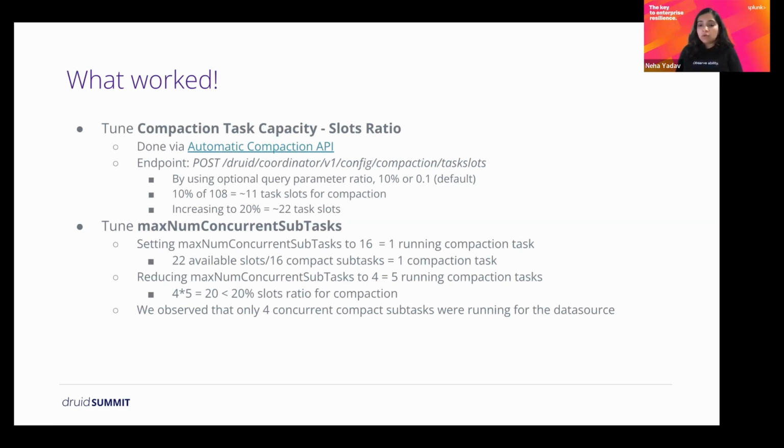So I think it was a combination of both: making sure that our slots ratio is appropriate. If compaction is lagging, making sure that we have enough slots capacity, scaling the cluster, tuning the slots ratio, and also keeping an eye on the number of subtasks that might be running at the same time. Supposedly, if all 16 subtasks were running, we wouldn't have tuned maximum concurrent subtasks at all. But here we needed to, because we saw that from 16, only 4 were being spawned, and the rest of the slots were just sitting idle, not being used by any of the tasks.